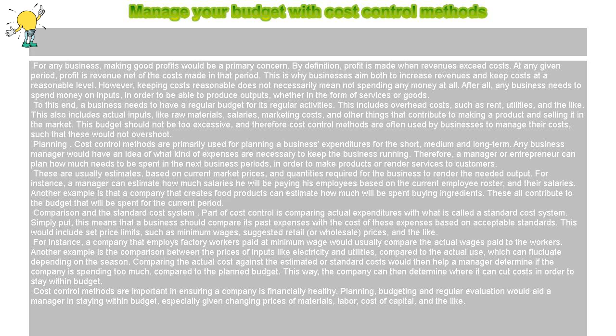To this end, a business needs to have a regular budget for its regular activities. This includes overhead costs, such as rent, utilities, and the like. This also includes actual inputs, like raw materials, salaries, marketing costs, and other things that contribute to making a product and selling it in the market.